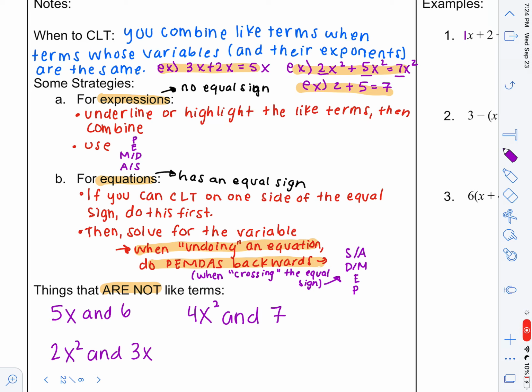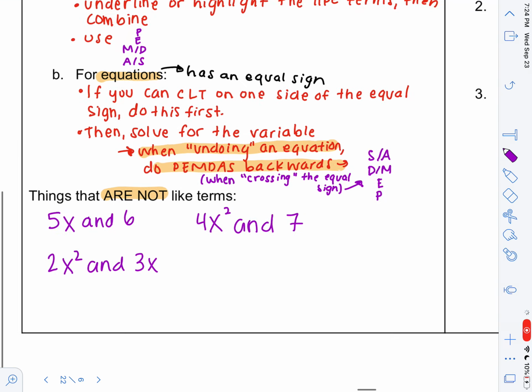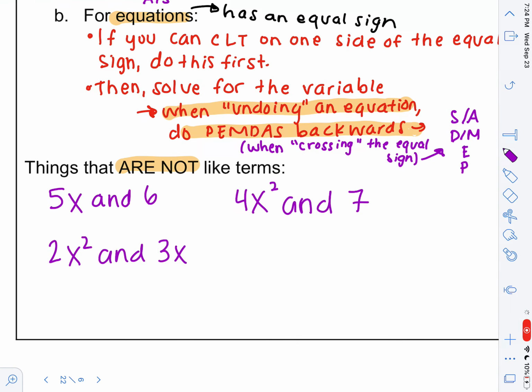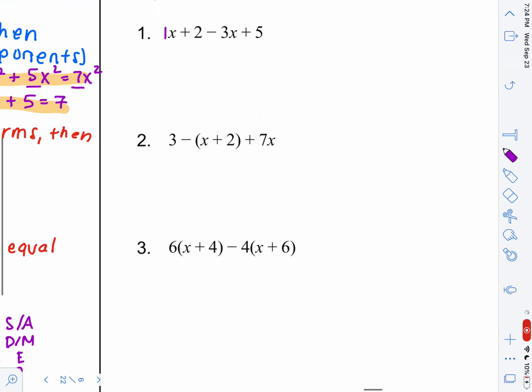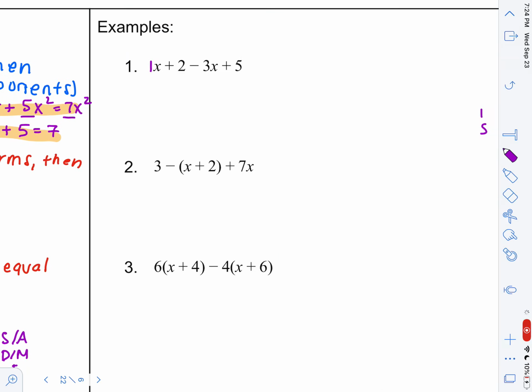So you don't even really need to worry about B right now, but I do want you to recognize that. So focus on A. You're going to underline or highlight, you're going to combine, and you're also going to use PEMDAS if you can. Some examples that are not like terms: 5x and 6, we cannot combine those. 2x squared and 3x, cannot do that. 4x squared and 7, can't do that. Okay, so let's go over these three examples.